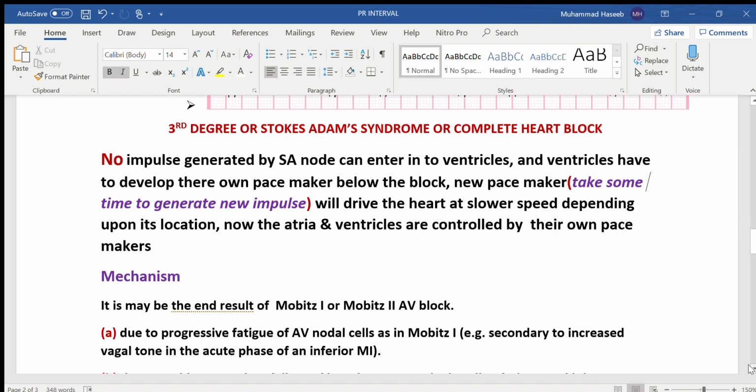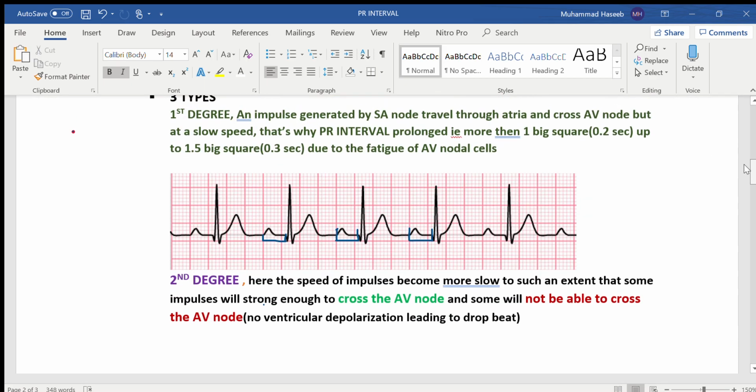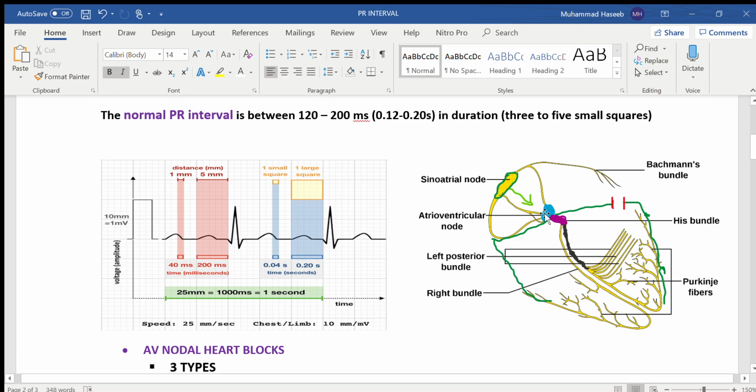Again going back to the diagram so that you can understand well. Here in this diagram you will see that impulses are generated by the SA node and move toward the AV node, but they cannot cross the bundle of His or this area. So there is a complete block. These impulses cannot enter the ventricles. Now it's a very dangerous situation and almost lethal if it is not corrected immediately.